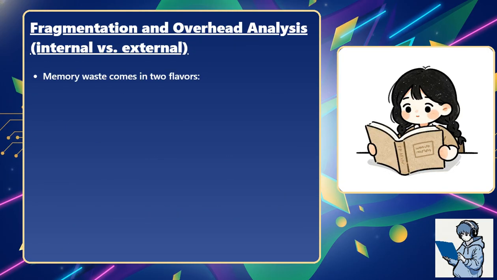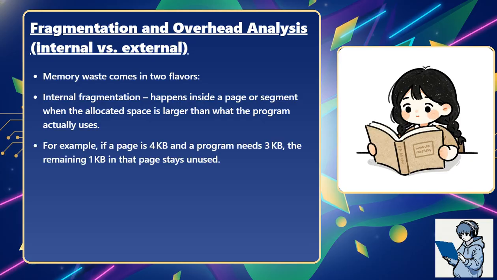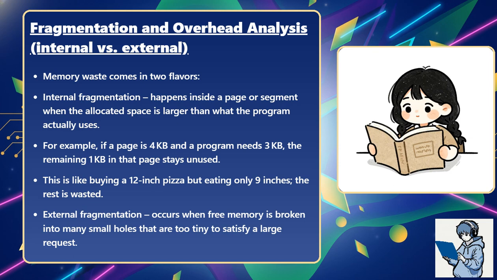Memory waste comes in two flavors. Internal fragmentation happens inside a page or segment when the allocated space is larger than what the program actually uses. For example, if a page is 4 kilobytes and a program needs 3 kilobytes, the remaining 1 kilobyte in that page stays unused. This is like buying a 12-inch pizza but eating only 9 inches. The rest is wasted. External fragmentation occurs when free memory is broken into many small holes that are too tiny to satisfy a large request.